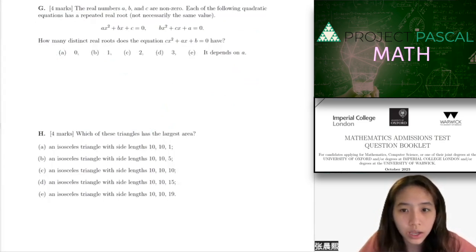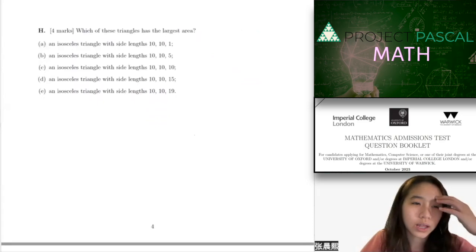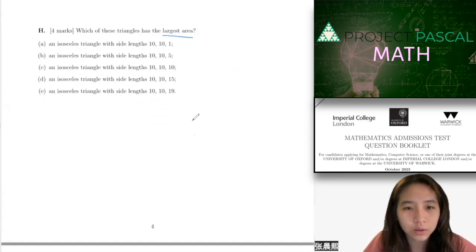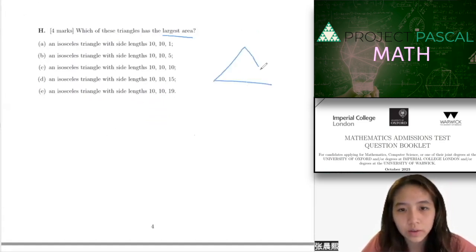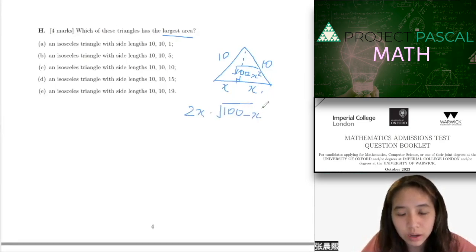For question H, okay, largest area. This question wasn't really pleasant, so I feel that you could use algebra, like you could use some calculus, to get, say, because these are obviously two same sides. So this one's x and this one's x and this one's root 100 minus x squared. So you multiply things together, you get 2x root 100 minus x squared divided by 2, which gives you x root 100 minus x squared.